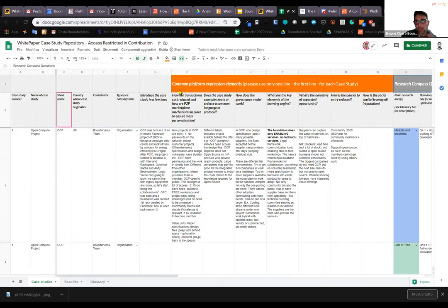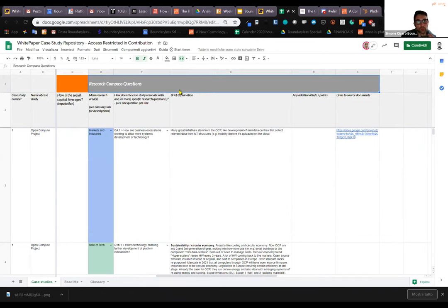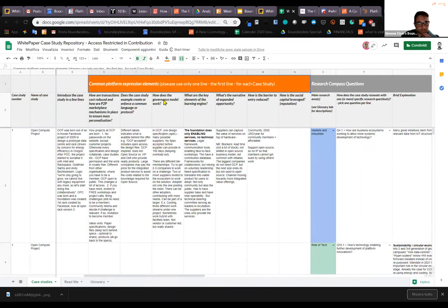And then there are two macro aspects. First of all, we're going to ask you to understand and describe how this case study works. This is work that we are going to do ourselves if nobody else contributes, but in general, as a group, as a team, as a community, we need to answer the questions of how these strategies, these elements, these case studies resonate with common platform expression elements.